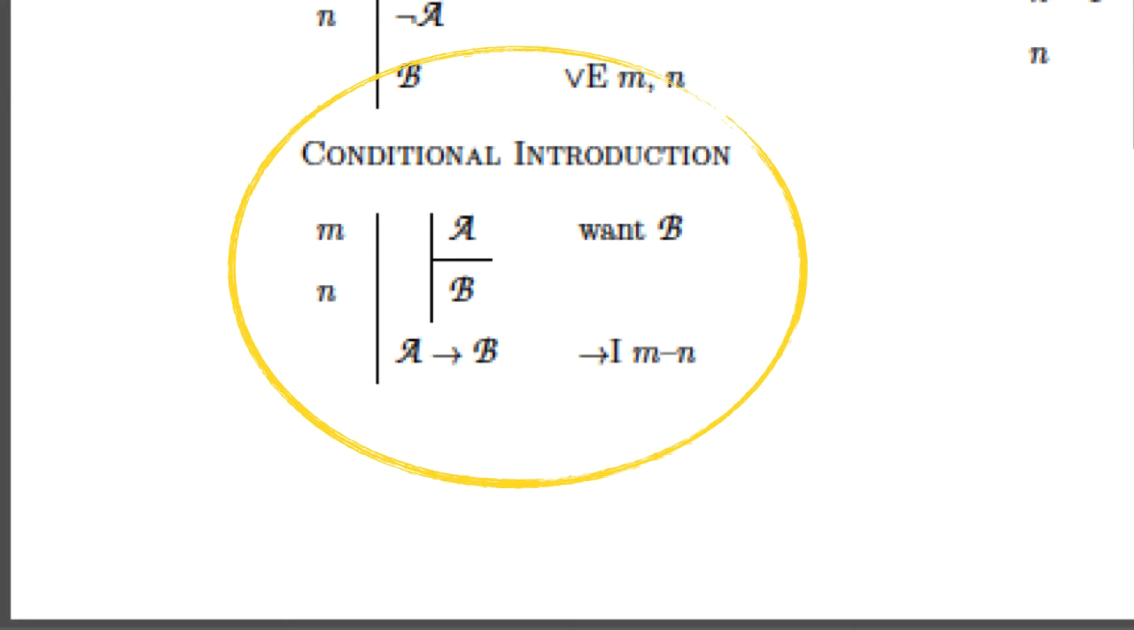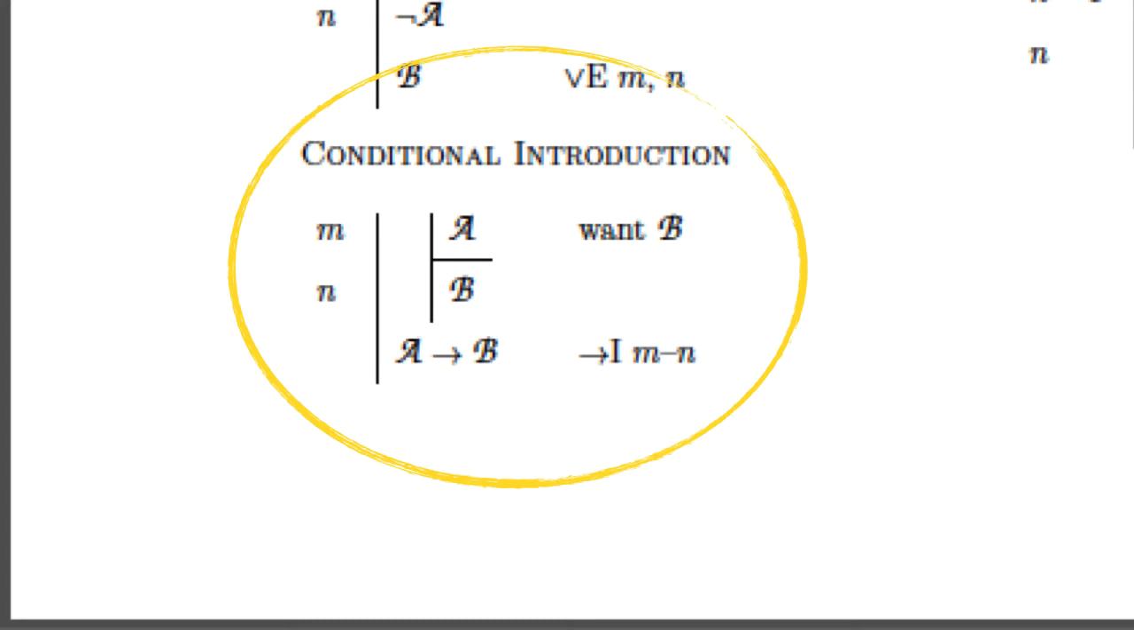Here's how the rule looks on the reference sheet. You start a subproof, you assume A. The last line of that subproof is B. You can conclude, back out in the main proof, A arrow B by arrow introduction. So arrow introduction is a rule that requires a subproof, where you assume the antecedent and end with the consequent.